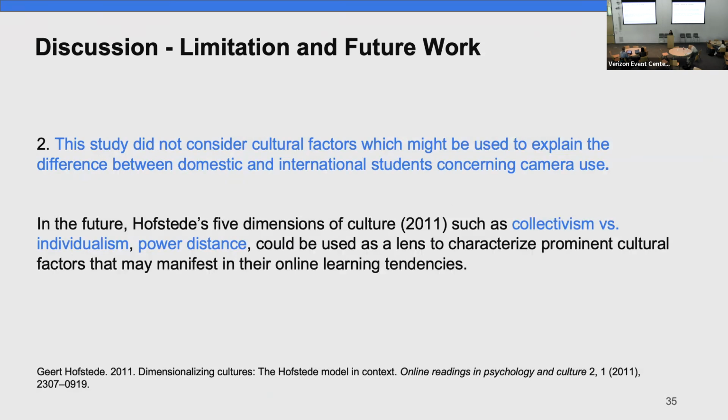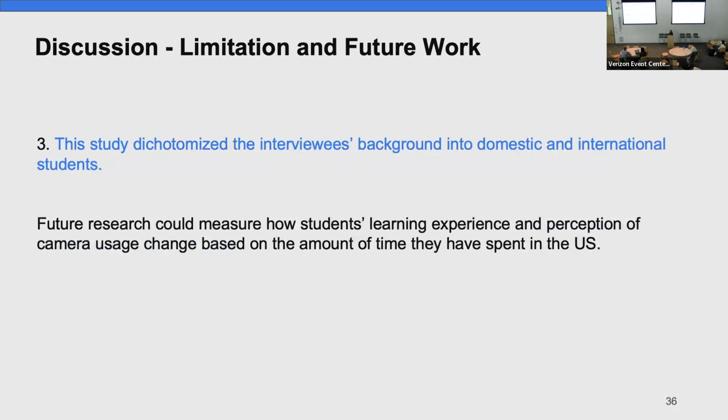In the future, maybe the Hofstede 5 dimensions of culture, such as collectivism, individualism, and power distance, can be used as lenses to characterize prominent cultural factors that may manifest in their online learning tendencies. And the third limitation is that this study dichotomized the interviewees' background into domestic and international. Future research can measure how students' learning experience and perception of camera use change based on the amount of time they have spent in the US.